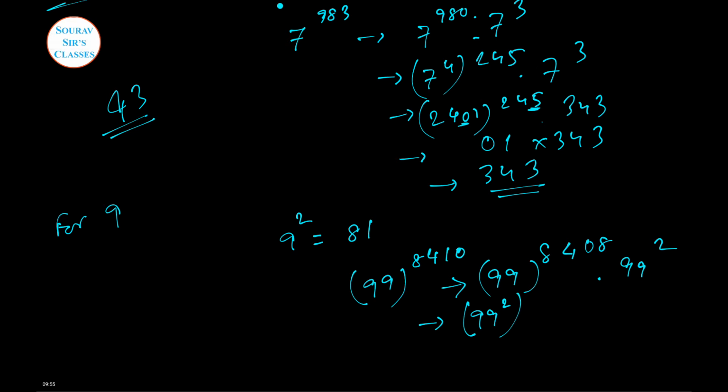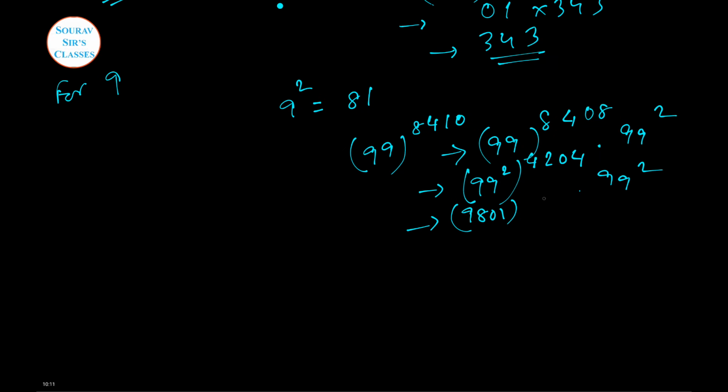So this will be half, so that is 4204, and 99 square. So 99 square is what? You need to calculate. That's 9801. You know this. So 9801 whole to the power 4204 into 9801. So now what is the last digit of this? This is 01, and this is also 9801. So ultimately the last two digits of the entire expression are 01.